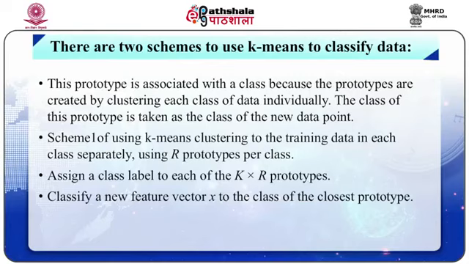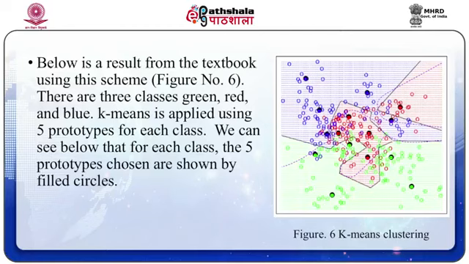Scheme 1 of using k-means clustering is to train the data in each class separately using r prototypes per class, assign a class label to each of the k times r prototypes, and classify a new feature vector x to the class of the closest prototype. Below is the result from the test using this scheme, shown in figure number 6. There are 3 classes: green, red and blue. K-means clustering is applied using 5 prototypes for each class. We can see below that for each class the 5 prototypes chosen are shown by the filled circles.